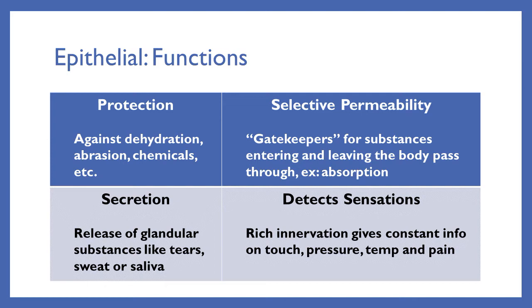Next up, we have secretion. This is the release of glandular substances like tears, sweat, or saliva. That's all done by epithelial cells that form the glands. Lastly, it helps us detect sensations. The rich innervation gives constant info on touch, pressure, temperature, and pain. That's all of those nerves you have running throughout your epithelial tissue bringing back that information to the brain.